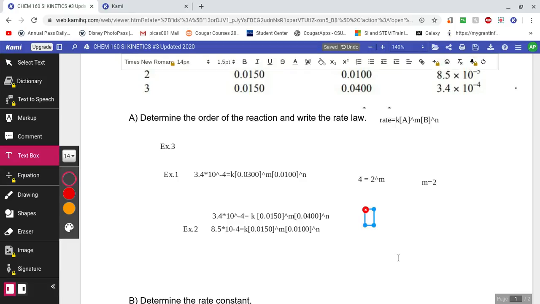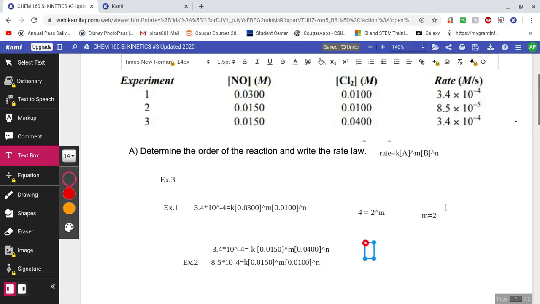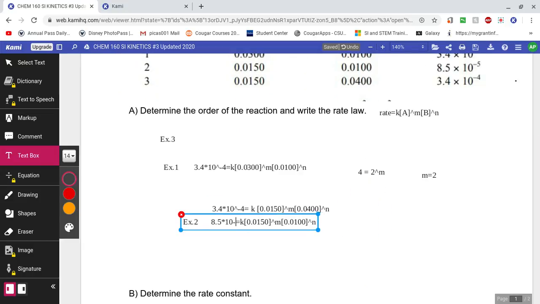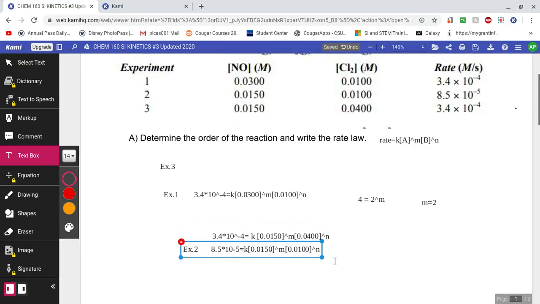So what do we get? 3.4 times 10 to the negative 4 divided by 8.5 times 10 to the negative 5 is, this should be 5, not 4. Sorry about that.